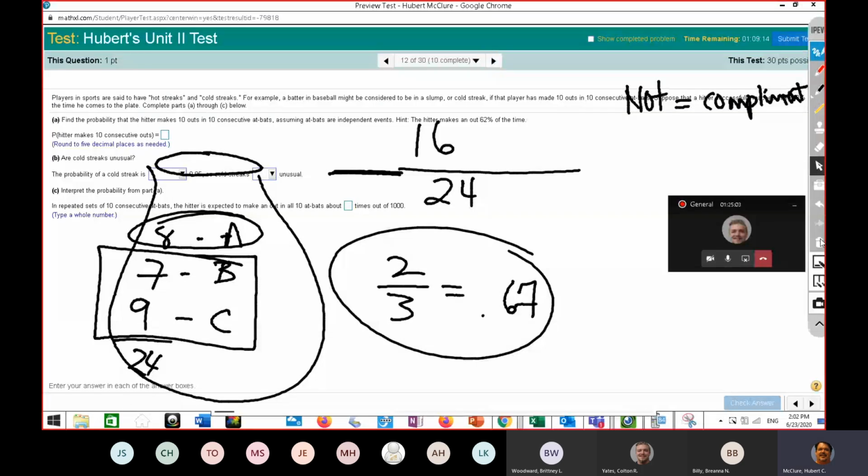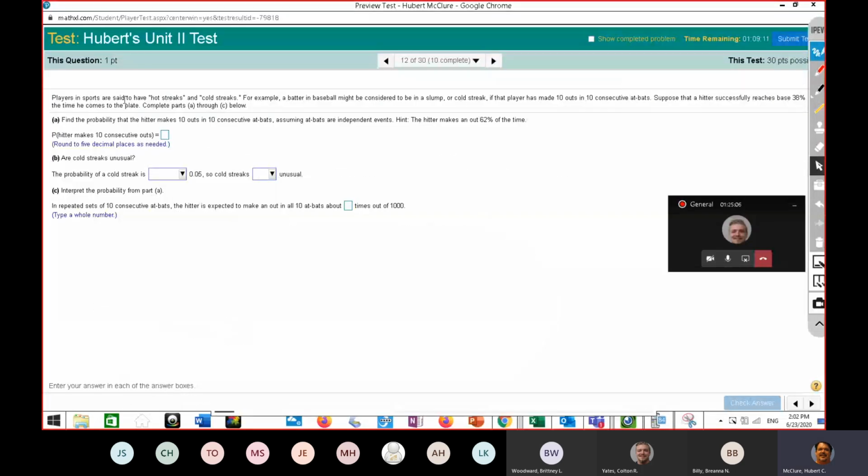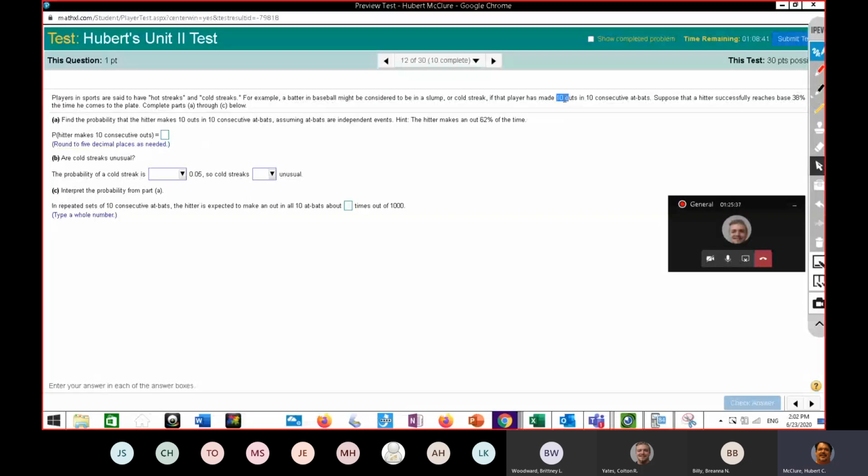Players in sports are said to have hot streaks and cold streaks. For example, a batter in a baseball game might be considered to be in a slump or a cold streak if that batter has made 10 outs in 10 consecutive at-bats. Suppose the hitter successfully reaches base 38% of the time and comes to the plate. Well, that 10 is going to be how many times? And that is going to be a probability. P, hitter makes 10 consecutive outs.